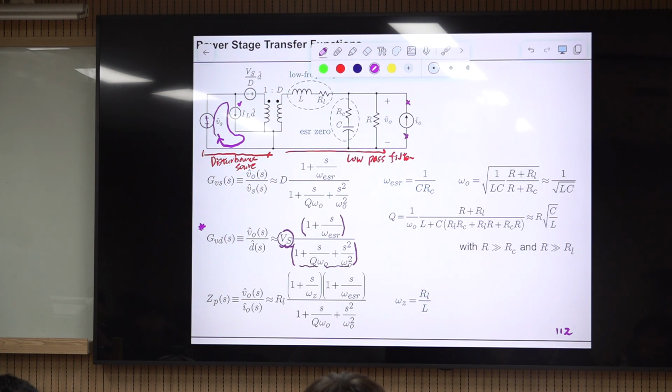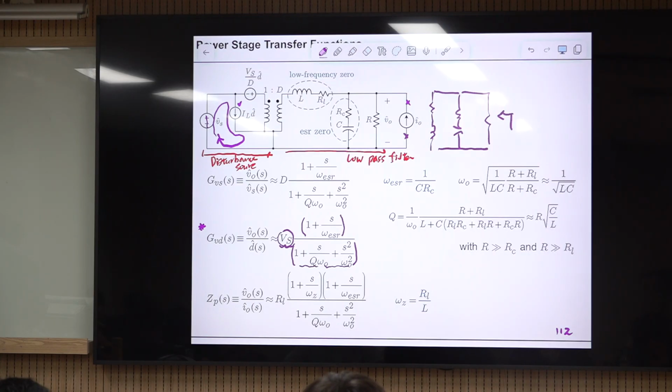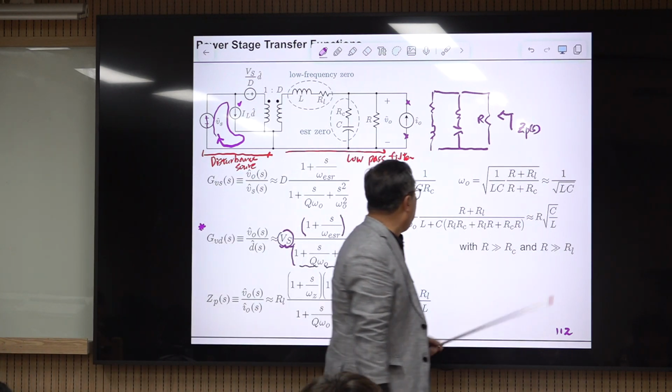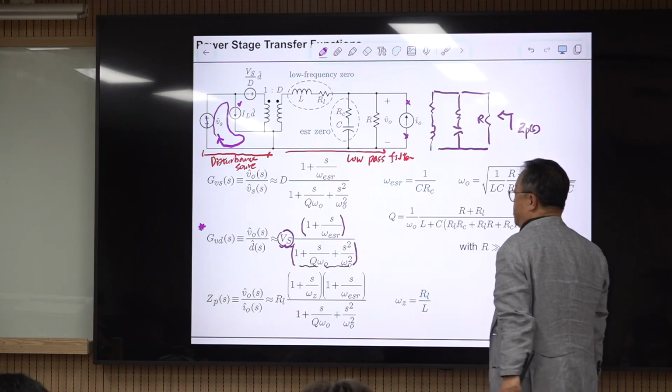Then the remaining thing is this one. This is an inductor, not a capacitor. Oh, I'm sorry. Okay. Inductor ESR and capacitor ESR and R, the load resistor, and this is GP. GP is the output impedance R, that is the parallel combination of 3 things. Because of the presence of the L and C, this is the second order one.